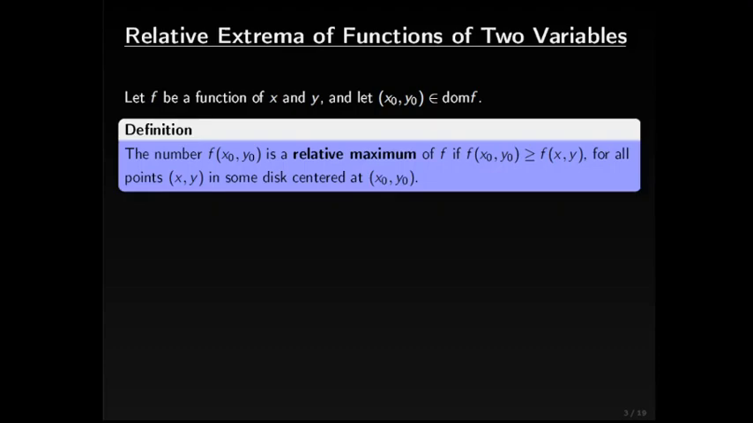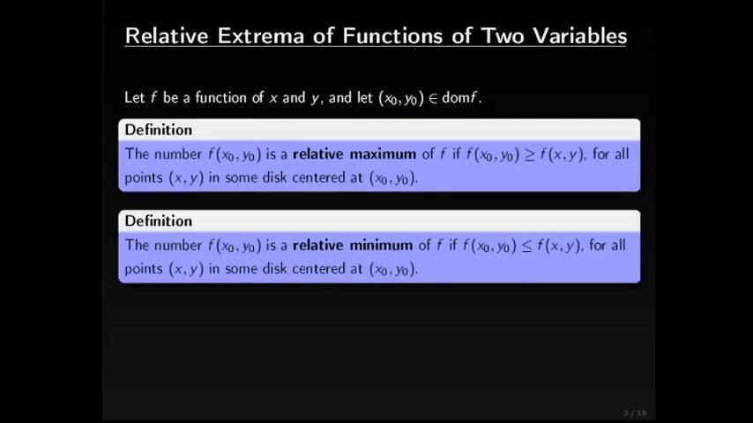Now, we extend this concept to functions of two variables. So given f, a function of x and y, and let (x naught, y naught) be a point in the domain of f, we say that f of x naught, y naught is a relative maximum of f if f of x naught, y naught is greater than or equal to f of x, y for all points (x, y) in some open disk centered at (x naught, y naught).